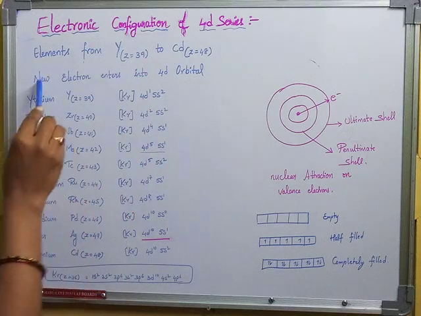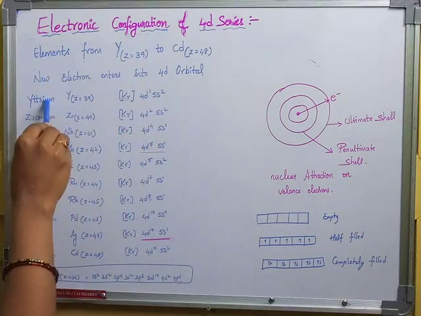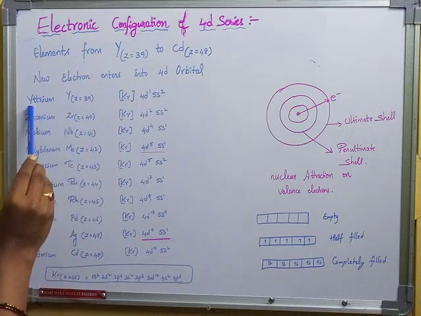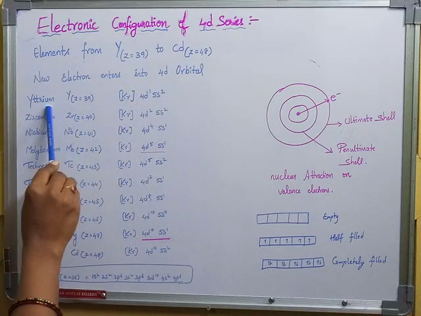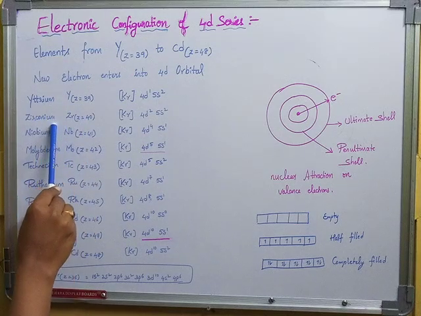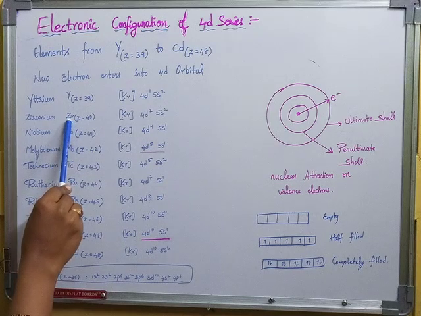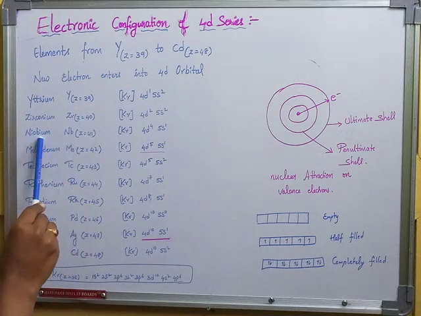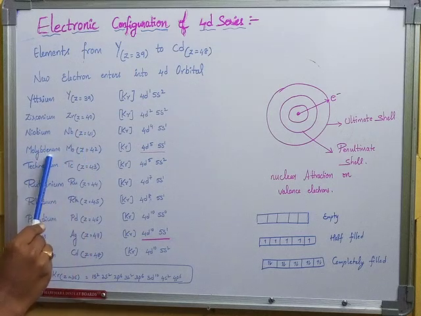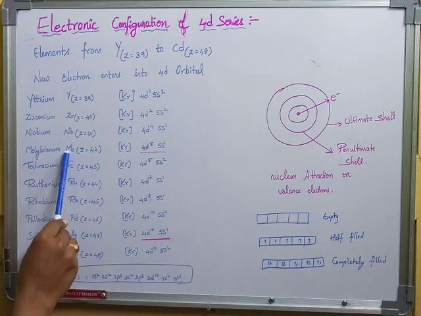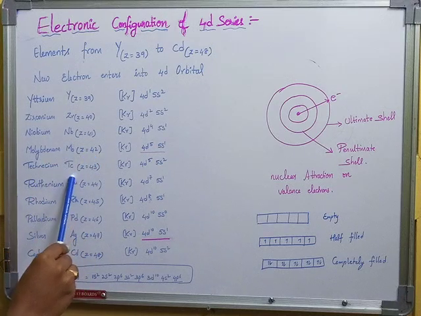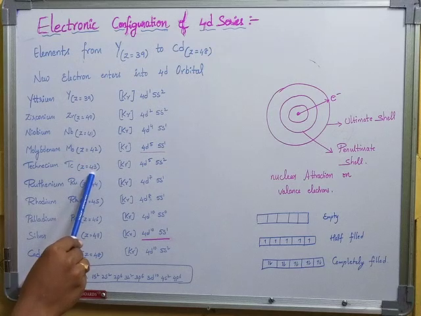Now, coming to the elements, first let's see the pronunciation, and we can move to the electronic configuration next. First one, yttrium. Yttrium, atomic number 39 and symbol Y. Next zirconium, symbol Zr and atomic number 40. Next niobium, symbol Nb and atomic number 41. Next molybdenum, symbol Mo, atomic number 42. Next technetium, symbol Tc and atomic number 43.